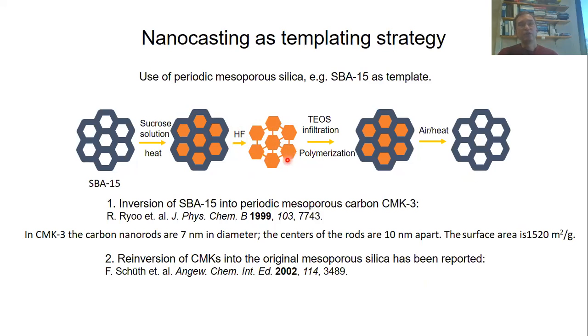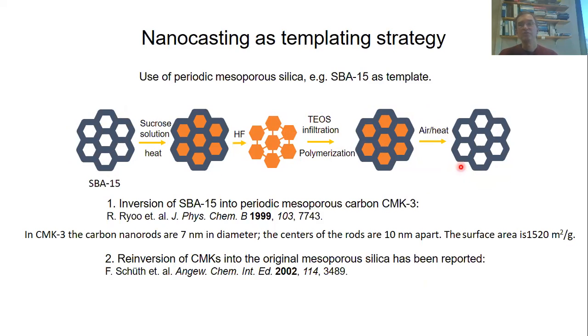Now, if you want to, you can even use this produced material as a starting compound again and do the reverse process. So you can infiltrate this carbon material with, for instance, tetraethoxysilane. You polymerize this tetraethoxysilane to form silica, and then you remove the carbon part by oxidizing it in air, and that leaves you the periodic mesoporous silica behind. This way you have produced the structure that you started with again.